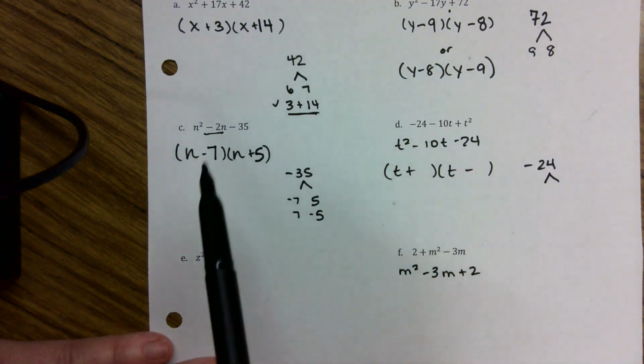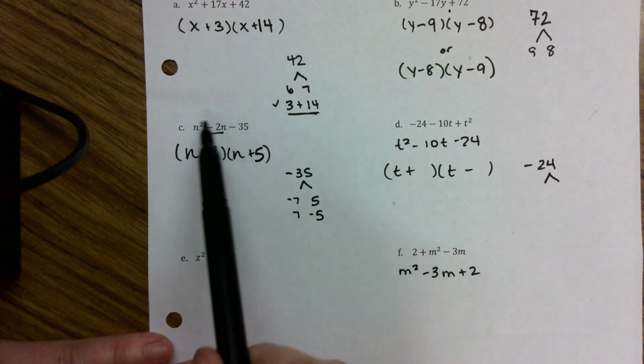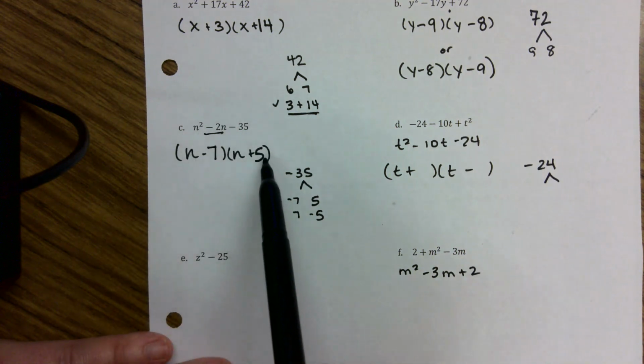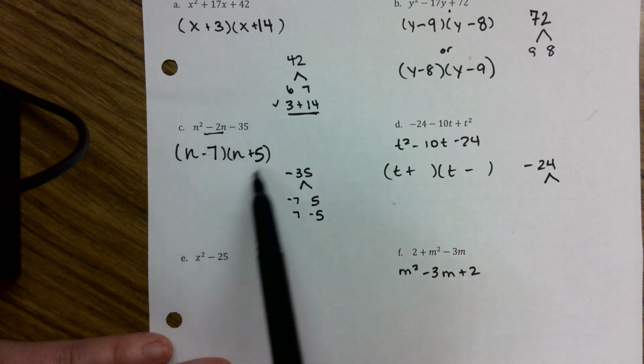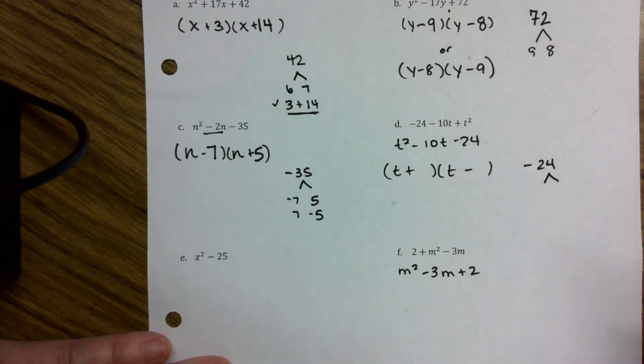Like I've always said, the beauty of math is that you can check your work. n times n is n squared. n times 5 is 5n, minus 7n is a negative 2n. Negative 7 and 5 is negative 35.